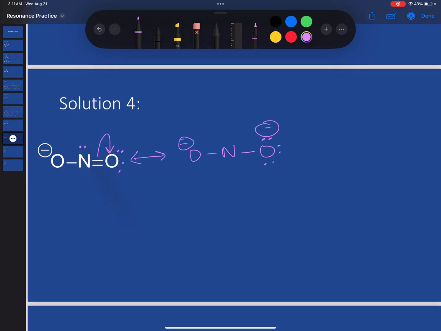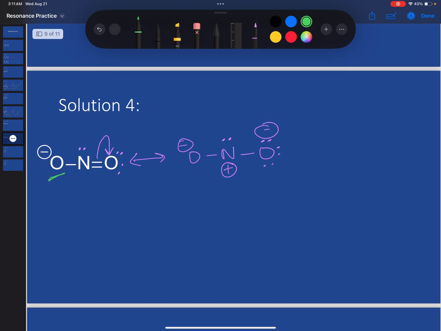Nitrogen already had a lone pair, and now it does not have a full octet, so it's going to need a charge, and that's going to be positive. So that's our first resonance structure we can draw. Notice that the oxygen on the far left already has a charge on it. That tells us that because it's negative, we have 3 sets of lone pairs here.